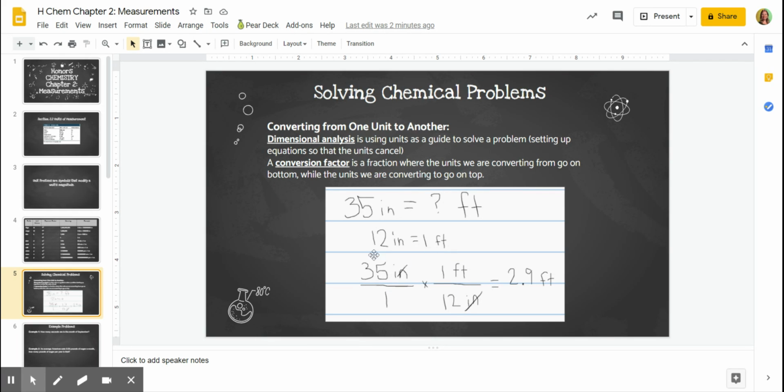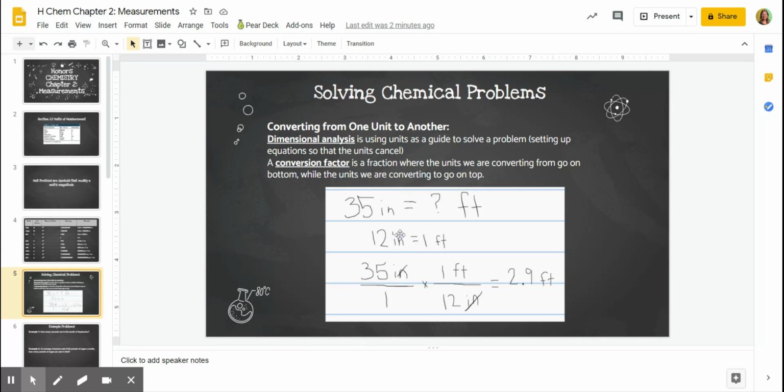So we're going to write 35 inches, and I always put it over 1 just to remind us that this is on top and it's going to be multiplied by the top numbers, and the 1 on the bottom is going to be multiplied by the bottom numbers. So I'm going to write 35. This is my given number. These are my given units of inches. So I put inches next to the number, the units and the number together. And I'm going to multiply it by a fraction. So I always set up my problems in this way, and you'll see that in a second.